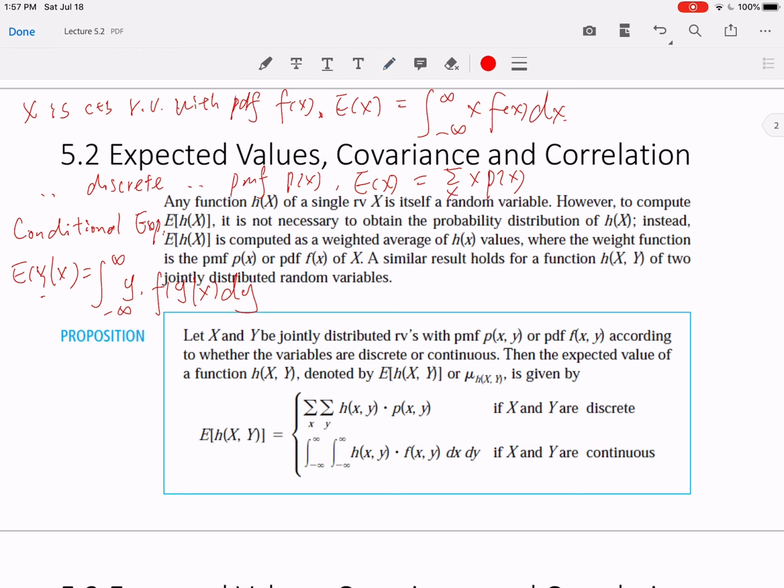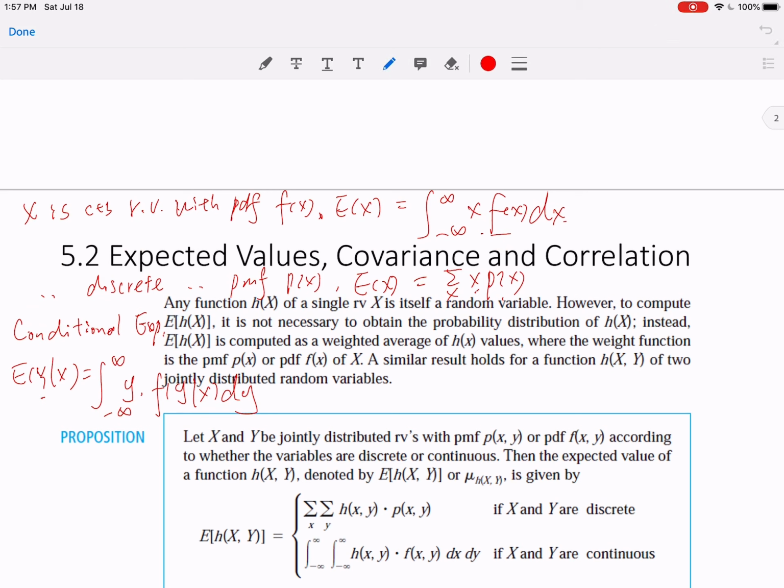So of course, let's say X is a continuous random variable, and we have another function of x, which is h of x. Then E of h of X will be equal to the integral from negative infinity to positive infinity of h of x times f of x dx. That's how I find the expected value of h of X, if h of x is a function of X and X is a continuous random variable with PDF f of x.